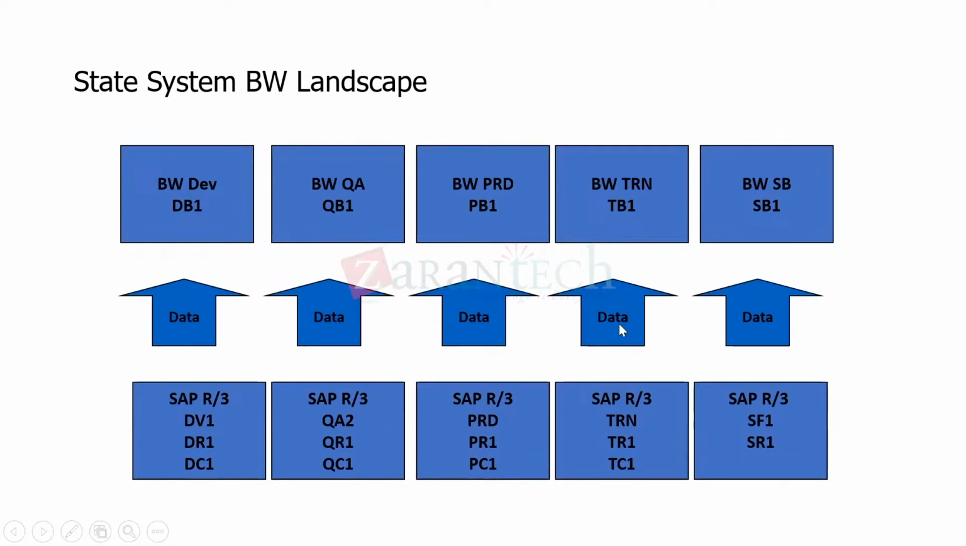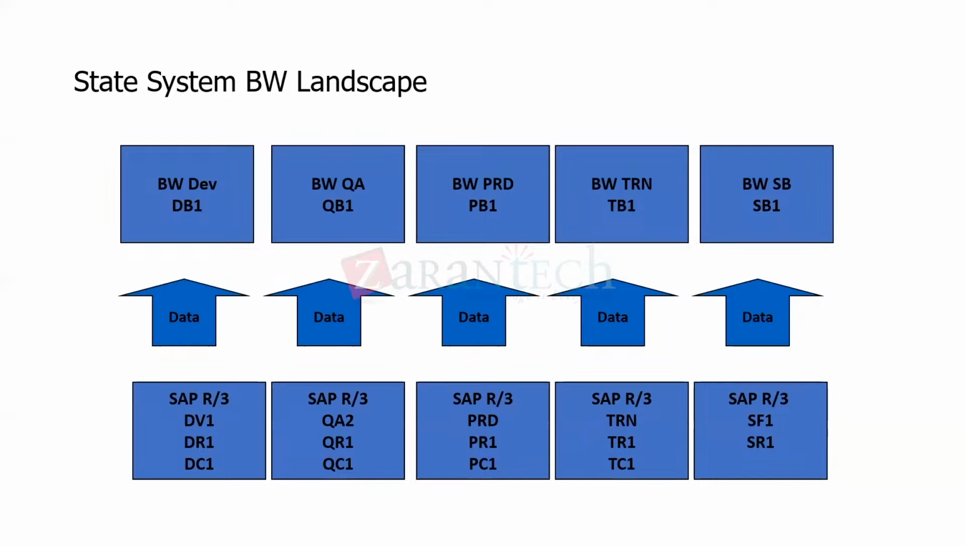So we'll go through the landscape again. The same landscape is followed in BW as well. The way the systems are connected is at the same level. For instance, the dev of S4HANA is connected to dev of BW. The QA of S4HANA is connected with QA system of BW. Likewise, production of S4HANA is connected to the production system.